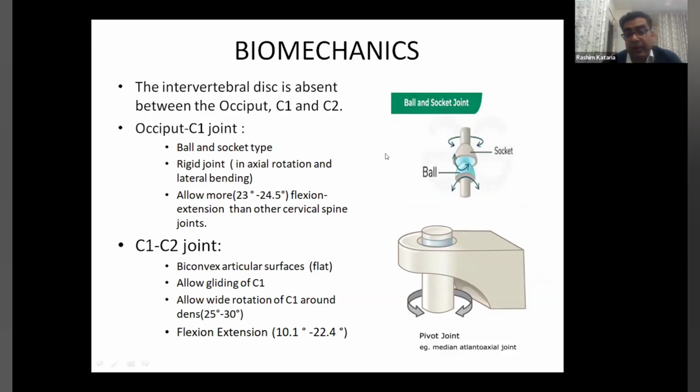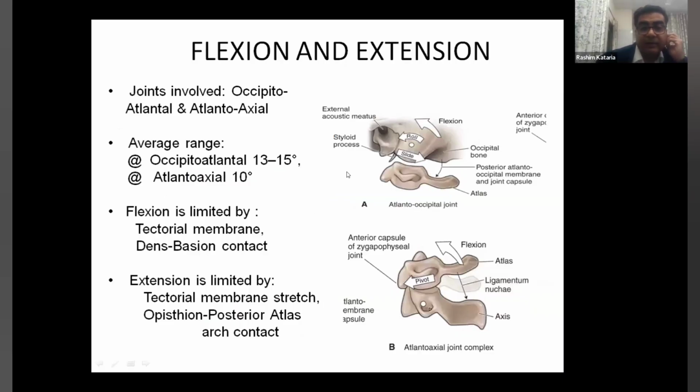The major movement occurring at the occiput-C1 joint is flexion and extension, which is also called the yes movement. The C1-C2 joint has flat or biconvex articular surfaces. It allows gliding of C1, and it allows wide rotation of C1 around the dens, around 25 to 30 degrees. It also permits flexion and extension of 10 to 22 degrees. So for flexion and extension, the joints involved are the occipito-atlantal and atlanto-axial joints. These are the degrees of movement which these joints offer.